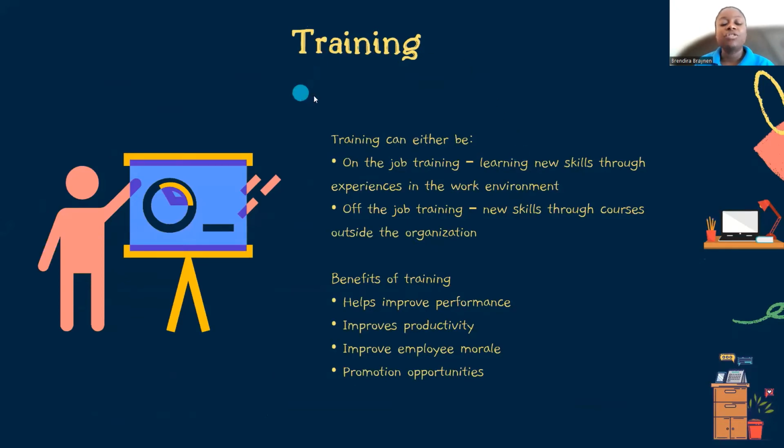When we talk about training and training staff, training can be either on-the-job training, so learning skills through experience in the work environment, or off-the-job training, new skills through courses and seminars and things like that out of the organization. And so the HR department is responsible for determining the type of training needed. There can be multiple training available, and depending on what HR decides or determines, they will determine the best way to train staff.